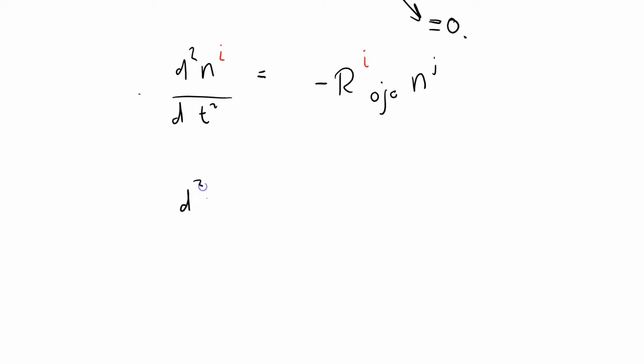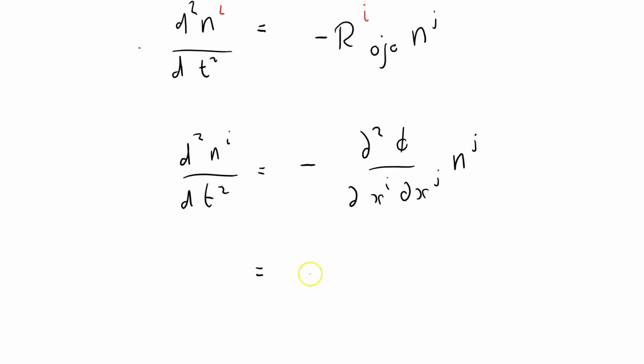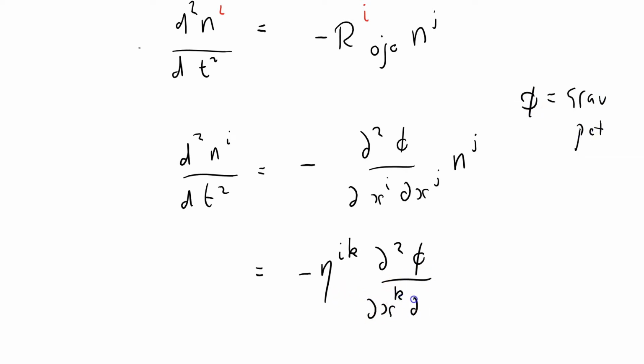I'm going to compare this with d²η^i/dt² as calculated by Newtonian gravitation. So that's ∂²φ/∂x^i∂x^j n^j. And I'm going to write it in a slightly different format. It's going to be equal to minus η^ik ∂²φ, where φ, of course, is the gravitational potential, by ∂x^k ∂x^j n^j.